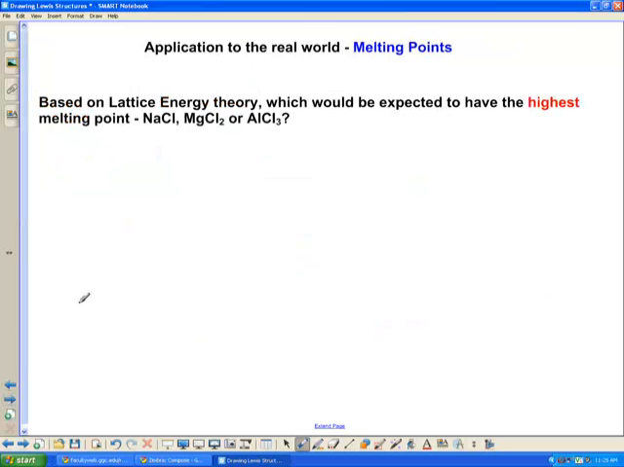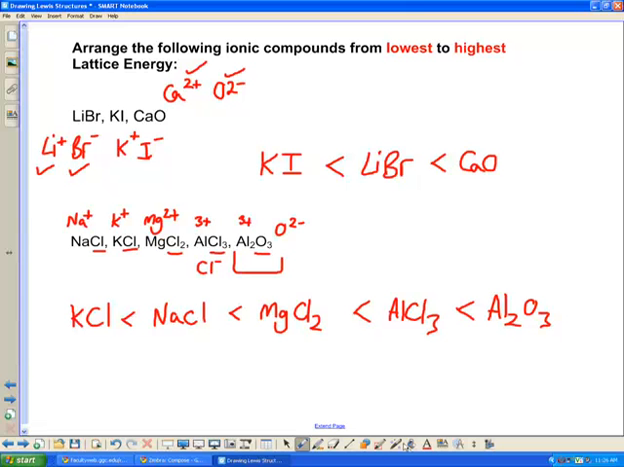Now, one more thing before we finish here. Let's see how this applies to things outside of chemistry. Knowing the melting points of things for particular industrial processes is really important, and to be able to predict those is equally important. So based on lattice energy theory, which of these would be expected to have the highest melting point? Sodium chloride, magnesium chloride, or aluminium chloride? Well, we are comparing aluminium chloride, sodium chloride, and magnesium chloride.